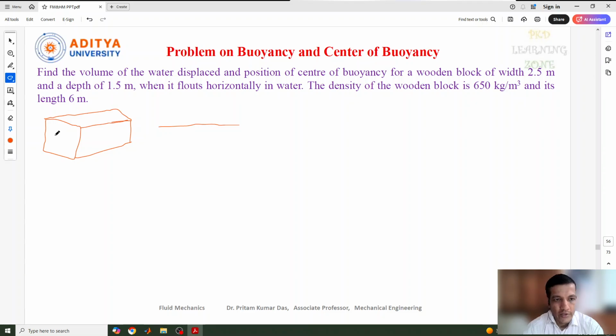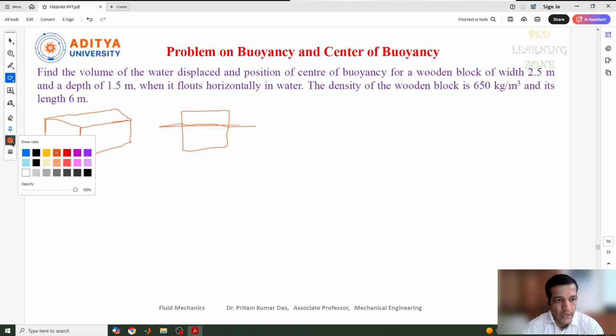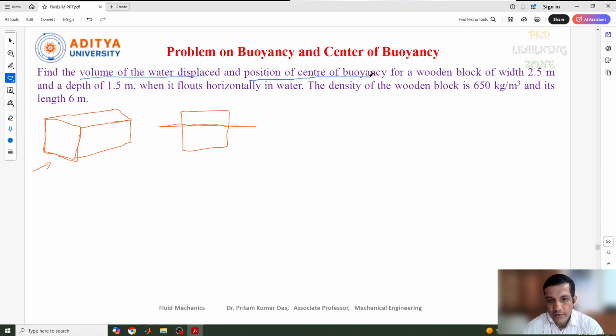So I'll draw this. Suppose this is the mark given. The front view of this is a rectangle. Let me draw it here. A part of this block will be inside the water and a part will be outside the water, as per this question. This is the block, and let's mark its dimensions. The volume of water needs to be found, and the position of the center of buoyancy needs to be found.